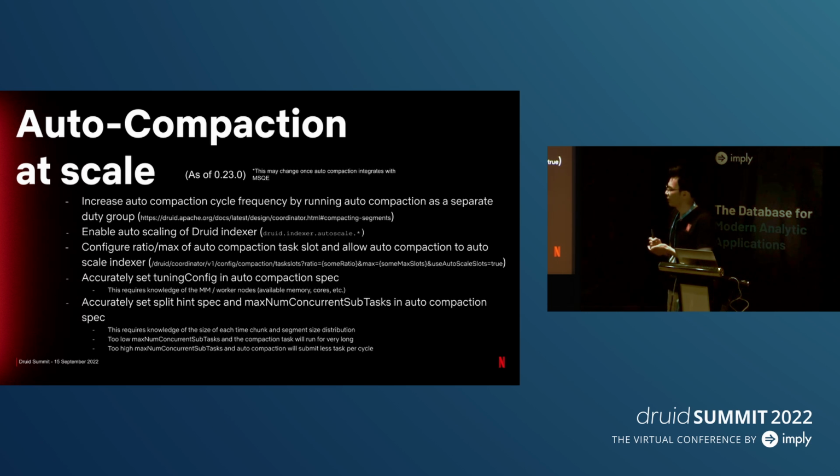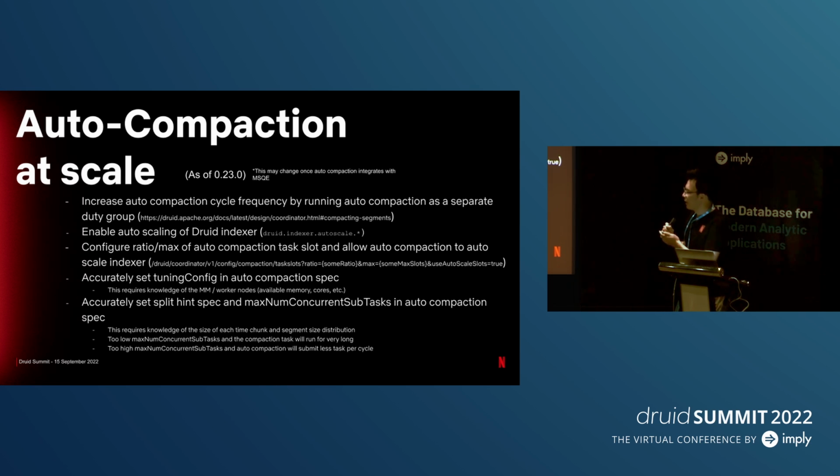With enabling auto-scaling, we also changed the max compaction task slot to consider auto-scaler slots. So at the end here, use auto-scaler slot equal to true. Instead of just calculating the number of slots from current cluster capability, it considers the maximum number of middle managers that auto-scaler can scale up to, and calculates the ratio and the max slot to use from the maximum number of task slots, considering maximum auto-scaling.